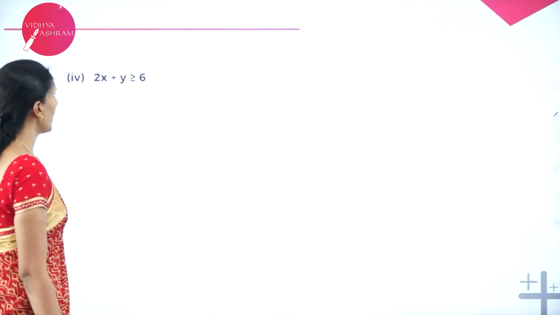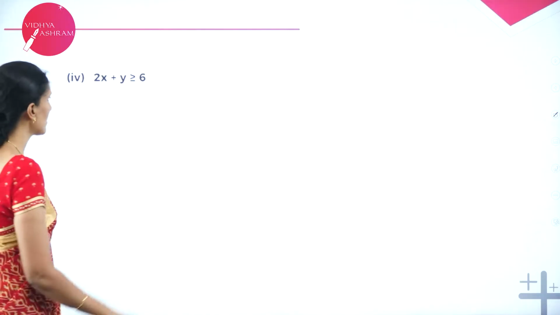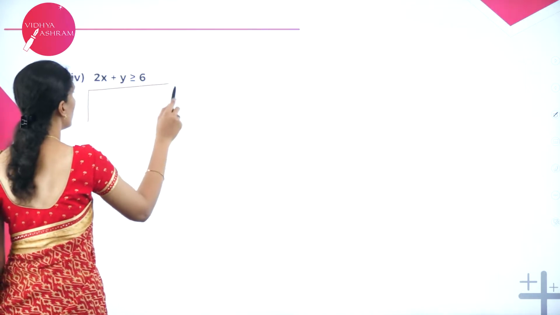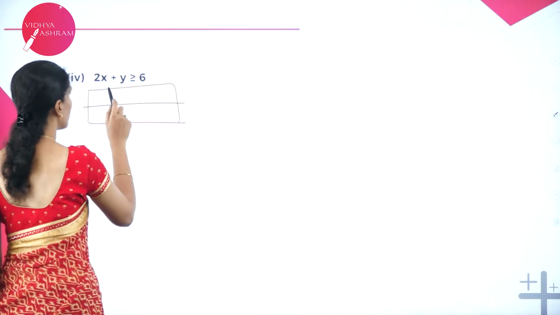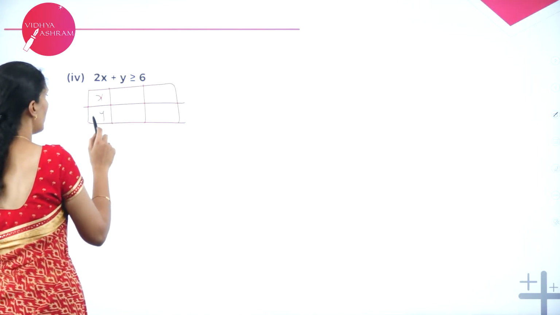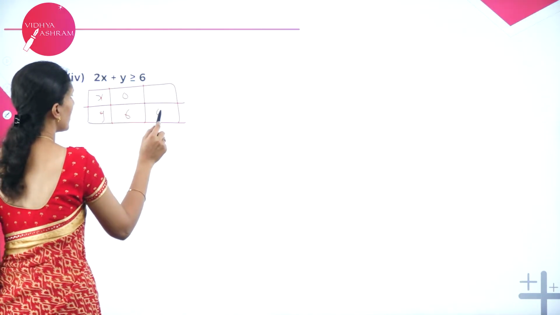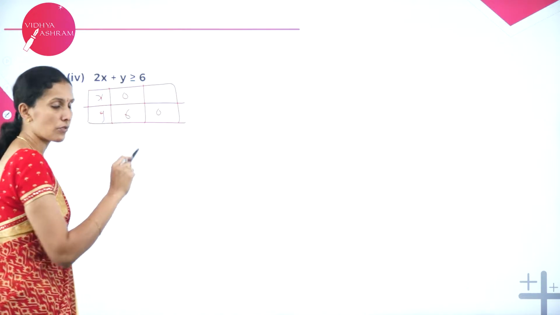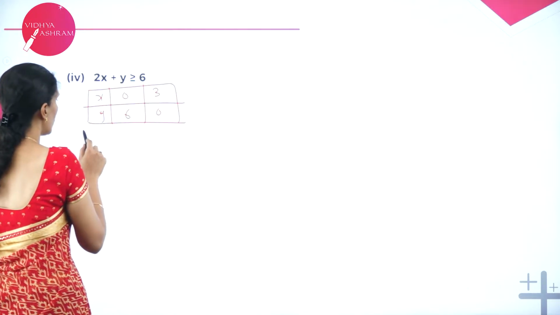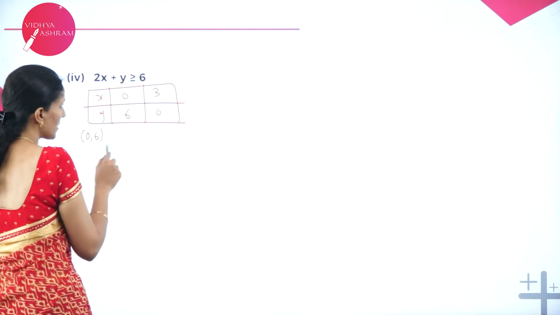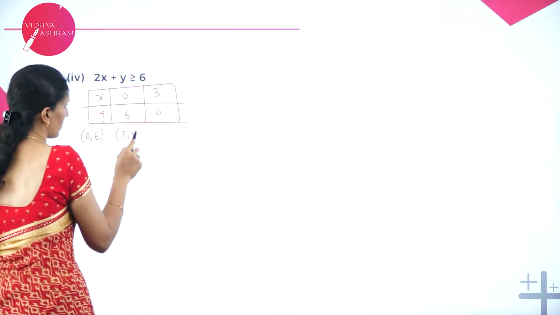Next one, 2x plus y greater than or equal to 6. First, let us find the points to draw a line. x and y. Put x is equal to 0, y will be 6. Put y is equal to 0, then 2x is equal to 6, which implies x is equal to 3. So therefore, the points are 0, 6 and 3, 0.